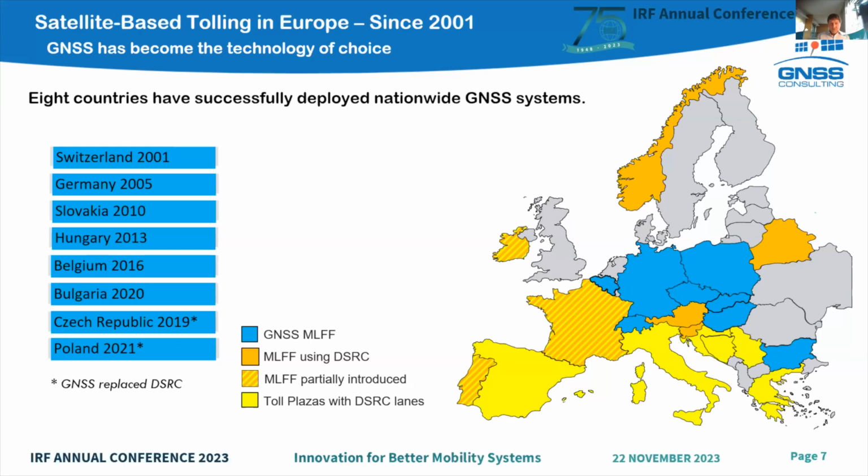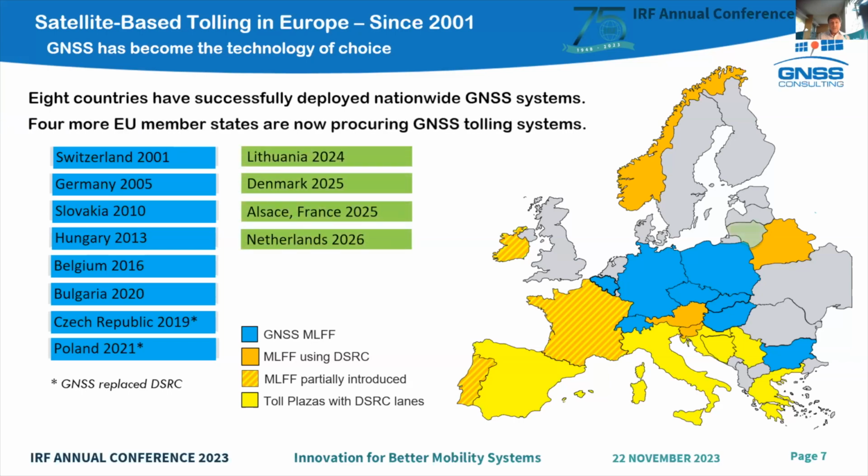Slovakia, as I will show in a later slide, was very innovative because they were the first to do windshield-mounted onboard units. That entered the new era of mandatory onboard units that are simple to acquire and mount on the windshield without any special assistance needed. And we also have 4 more countries that are currently procuring GNSS-based systems.